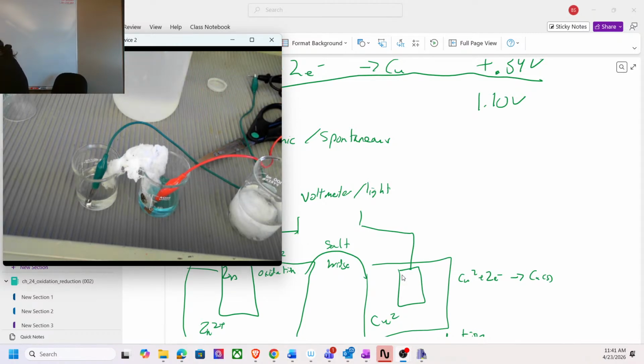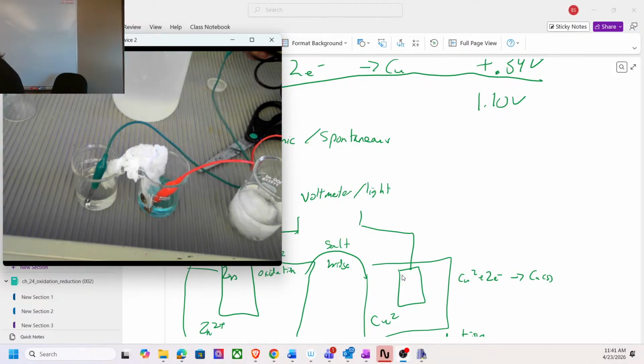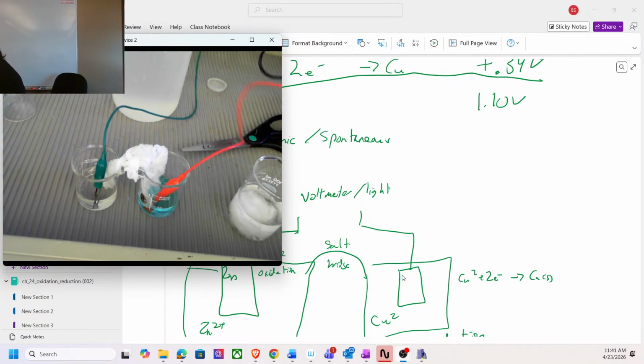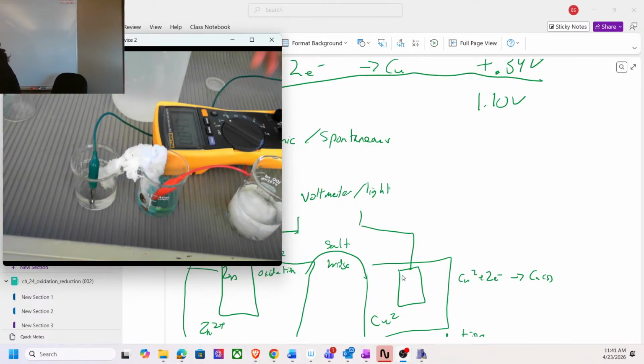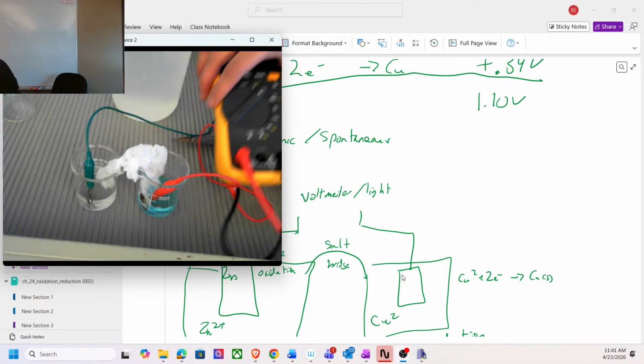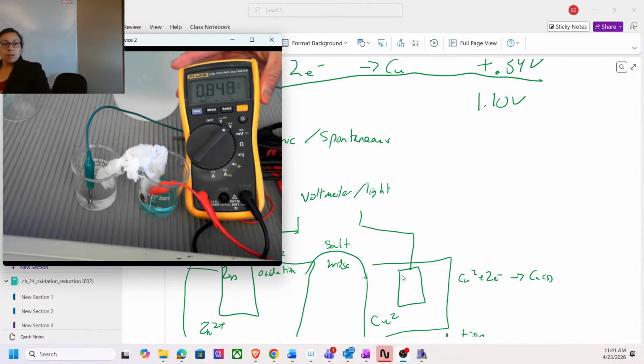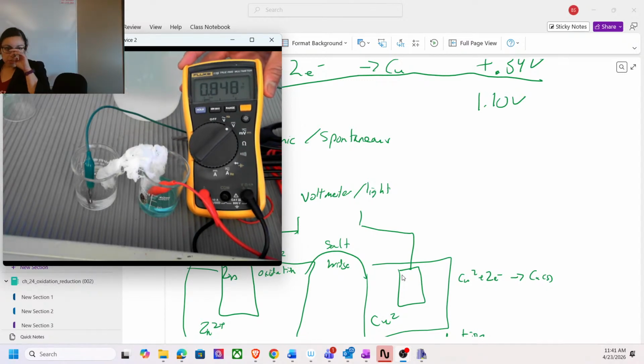Okay, so I think I have it flipped, which I thought I might have done. So let me flip these. All right, and so can you read? Oh, you can't read that number. So like I said, I wasn't sure if we would make it to our theoretical 1.1 volts.